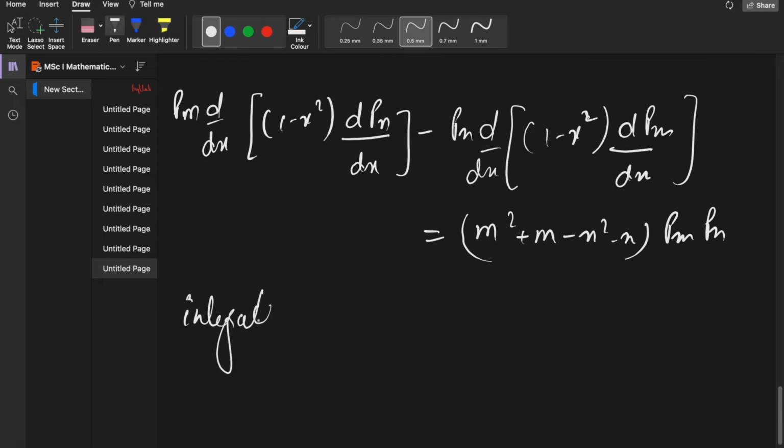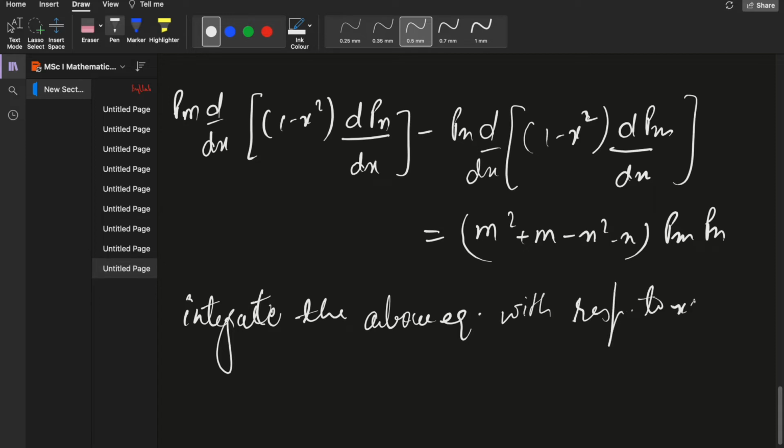So now integrate the above equation with respect to x, for limit minus 1 to plus 1. Alright. Minus 1 to plus 1. We will take the limit and we will integrate both the sides.